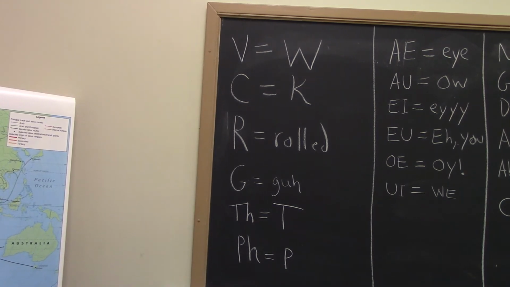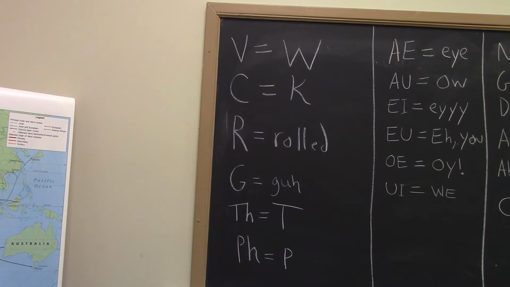G is going to be a hard G sound, so it's Germania, not Germania, Germania. Likewise, the letter TH is pronounced as a T. And PH is pronounced as a P, so Philadelphia, for example. Next section of Latin.